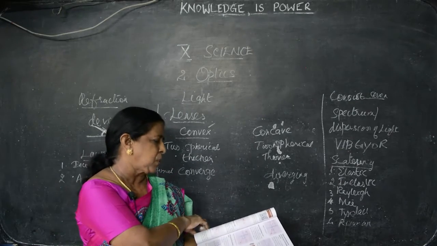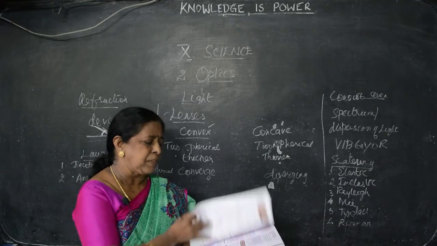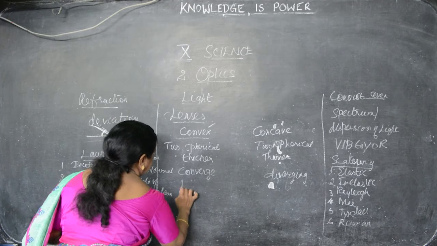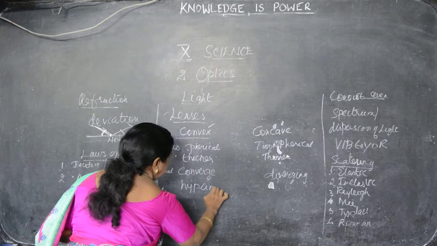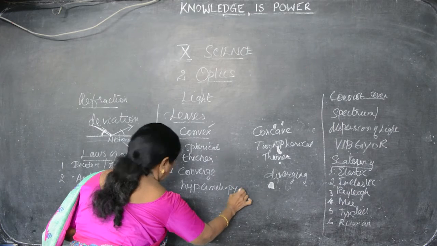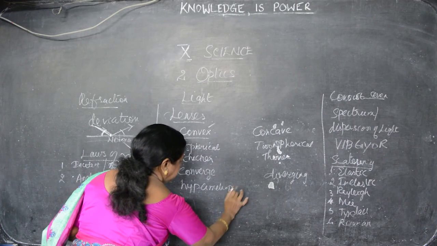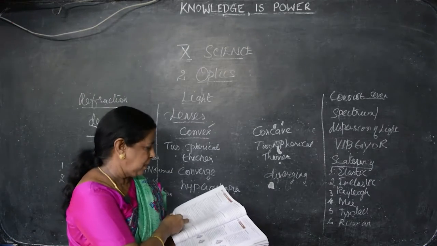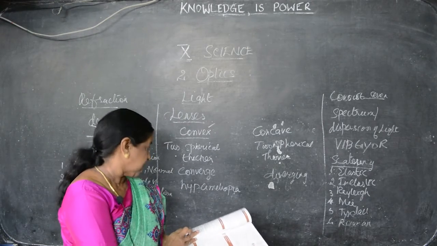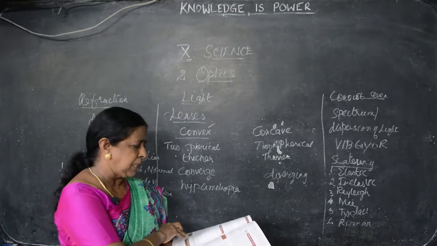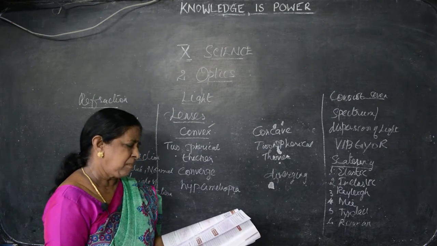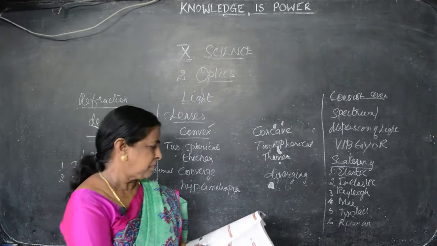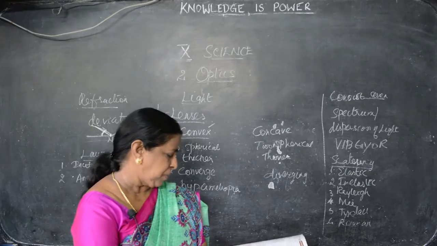There are four kinds of vision defects. Hypermetropia is one of them. The convex lens rectifies hypermetropia. The same way we have seen the uses of the convex lens, now we have to see the concave lens. It's on page number 22.